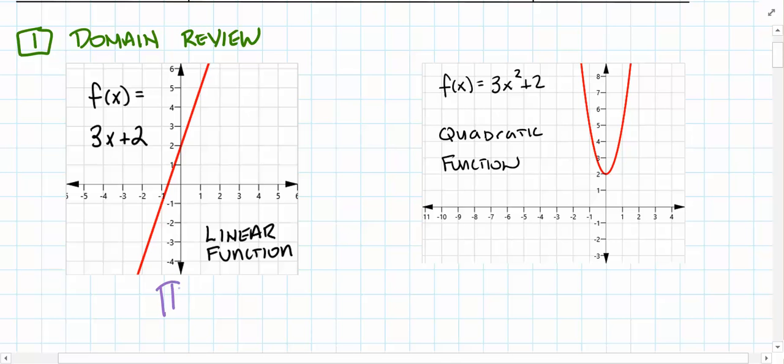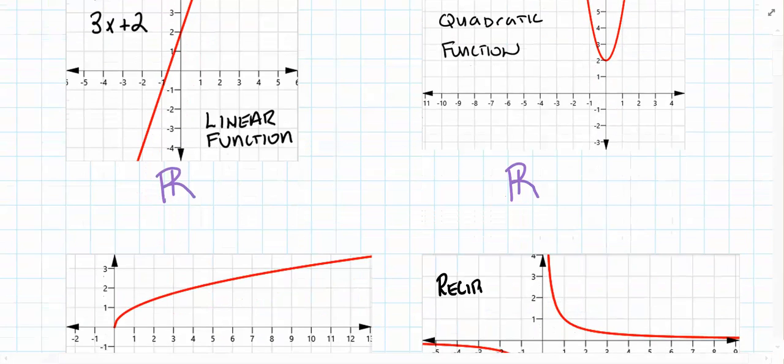Yes, it would be all real numbers, and this is the funny looking R, the Gothic R that we're going to use to represent all real numbers. So every line that you see, the domain will always be all real numbers, okay? How about this quadratic function over here? All real numbers again. Yes, very good. Any quadratic will have a domain of all real numbers as well, all right? So far, so good. We're just getting warmed up to this idea of domain.